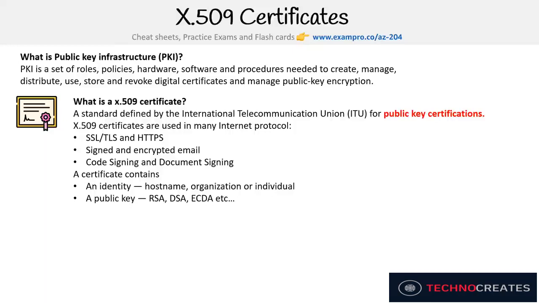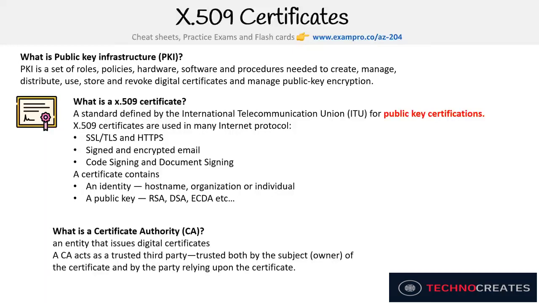And then there's the idea of a certificate authority. This is an entity that issues digital certificates. A CA, or certificate authority, acts as a trusted third party, trusted both by the subject owner of the certificate and by the party relying upon the certificate. So there you go.